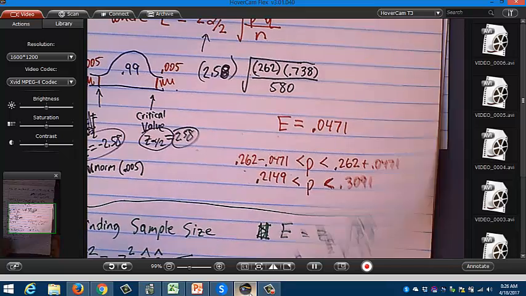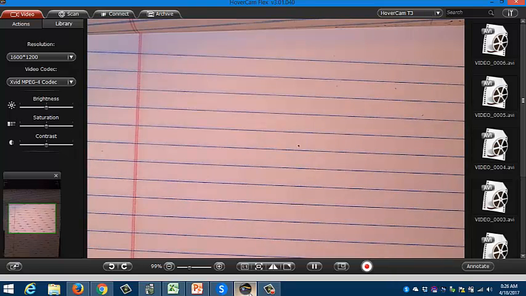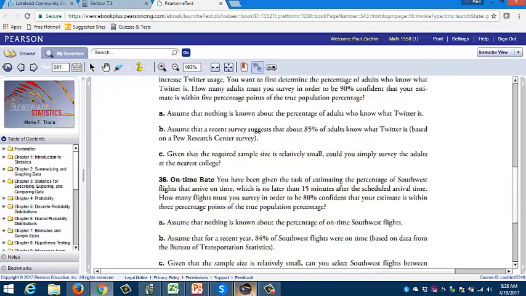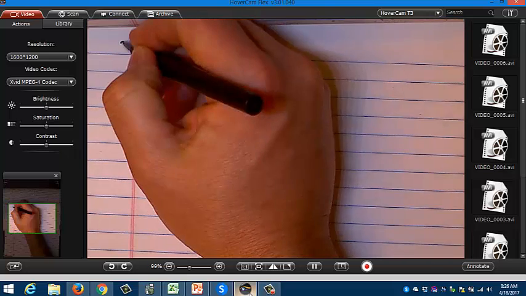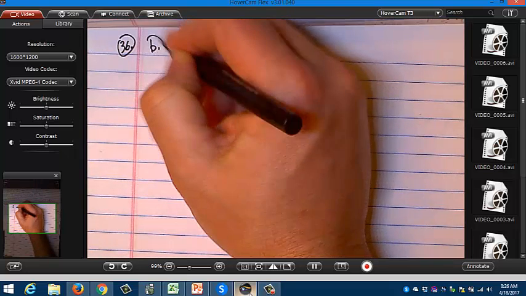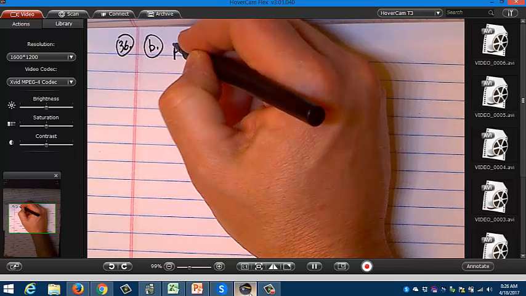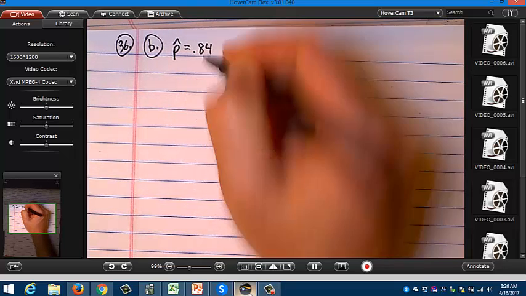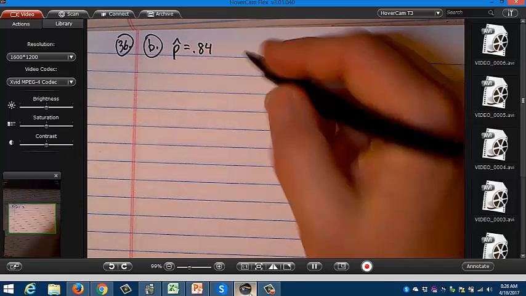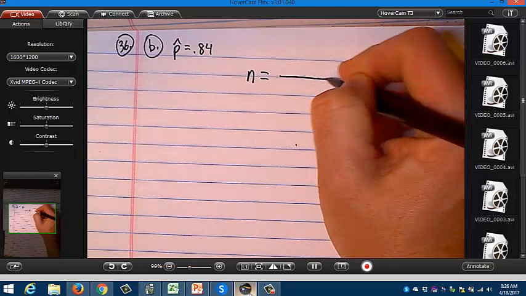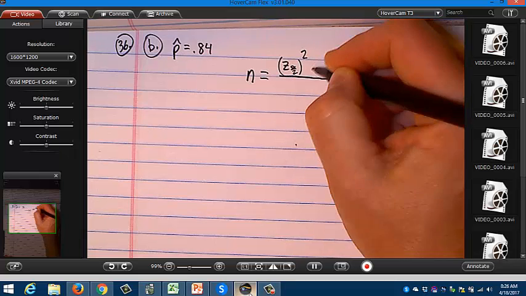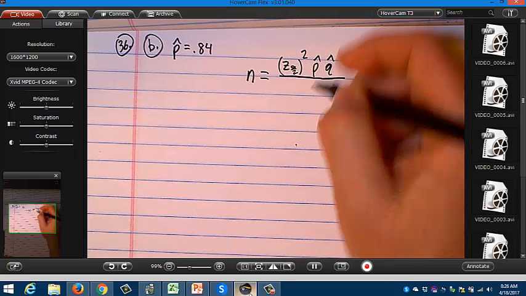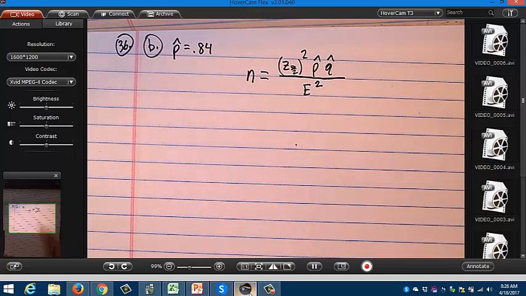Let me try this now. Okay, so I'm going to do Part B first, because I think in this problem, it actually makes sense to do that. For problem 36, first let's do Part B. Part B, we know that P hat is 0.84. The formula I need, n equals, so what do we have? We have z alpha over 2 squared, p hat, q hat, all over E squared. That was the formula we just derived.